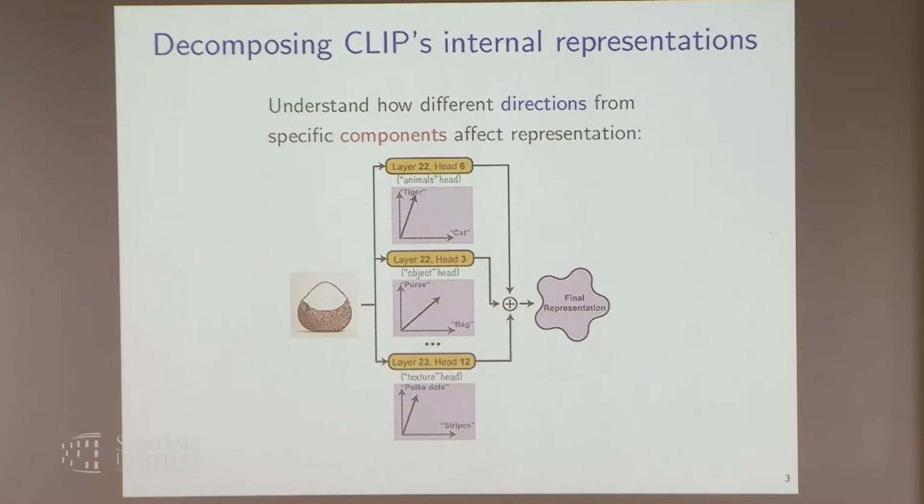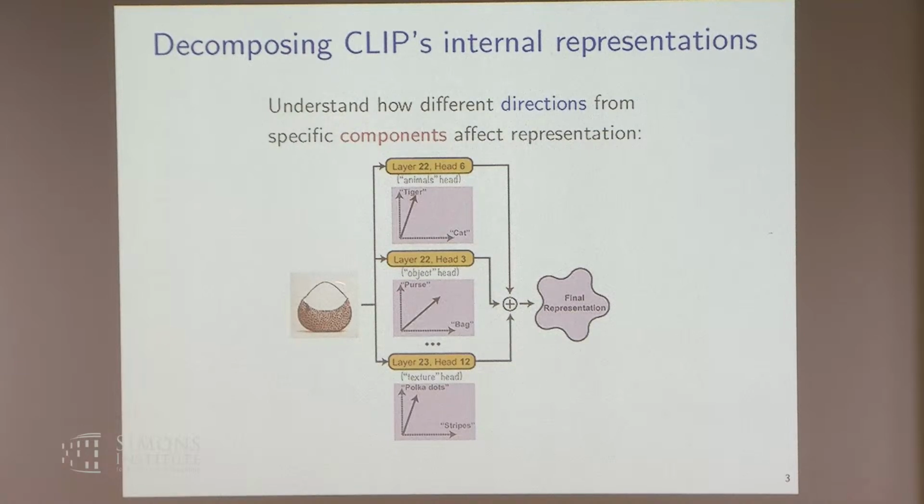So for instance, you might want to understand how different directions from specific components of the model affect the representation. This is showing a few different attention heads, I'll explain more about those in a bit, that do different things. So you might imagine if I put in this image of a purse, there's one attention head that has to do with animals. And so it says, OK, I see this image. What do I see? Well, I see something that's more like a tiger than a cat. If I'm only thinking about animals, that's what I'd think.